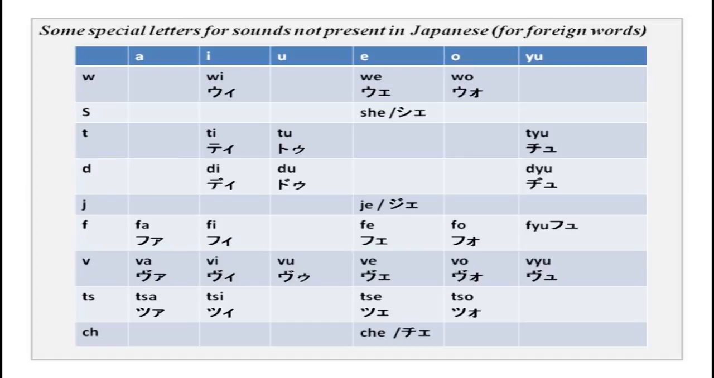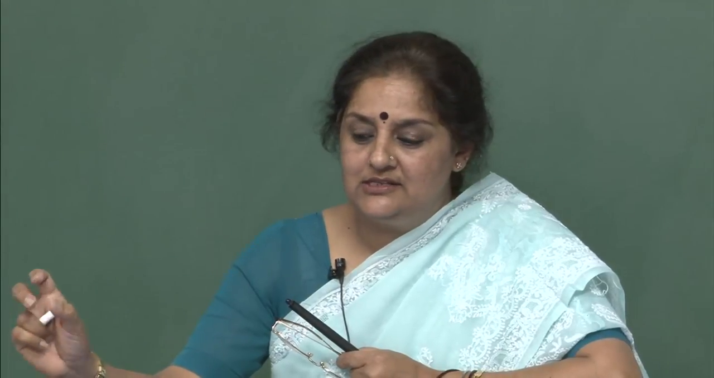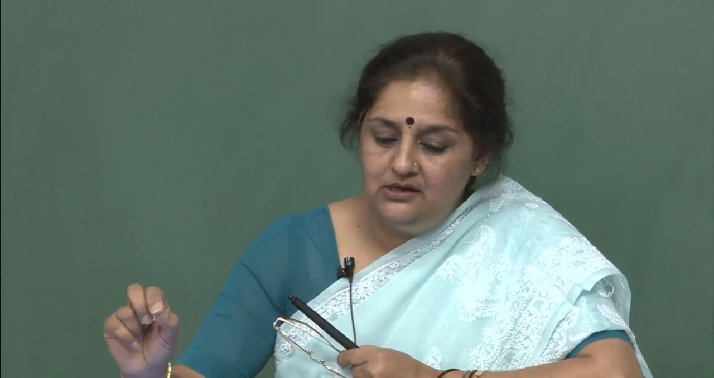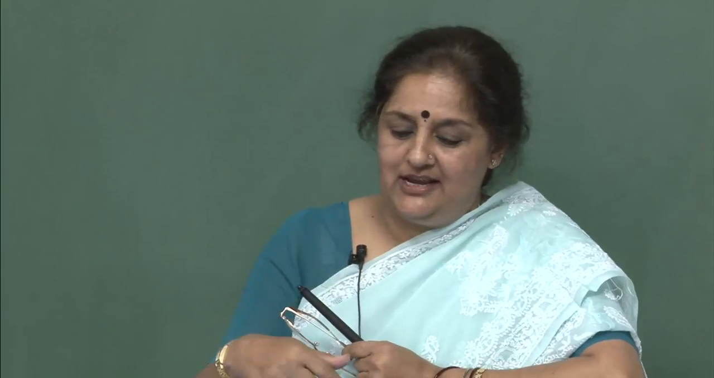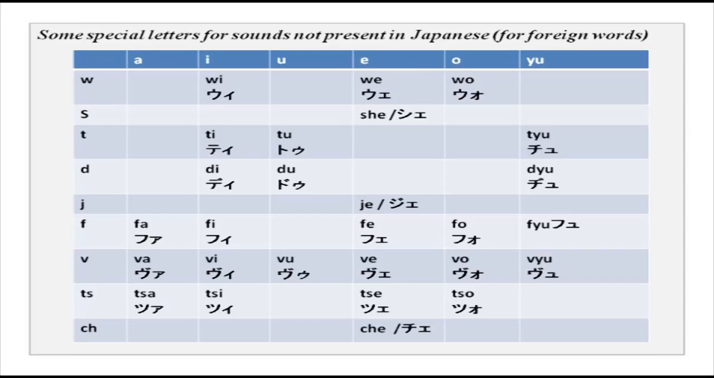Now, as katakana is for foreign words, words which are not of Japanese origin, naturally foreign words will have a lot of sounds which are not there in the language. Thus, to accommodate those foreign sounds, special letters have been created. So, these are those special letters. Here on your screen, you can see these special letters.